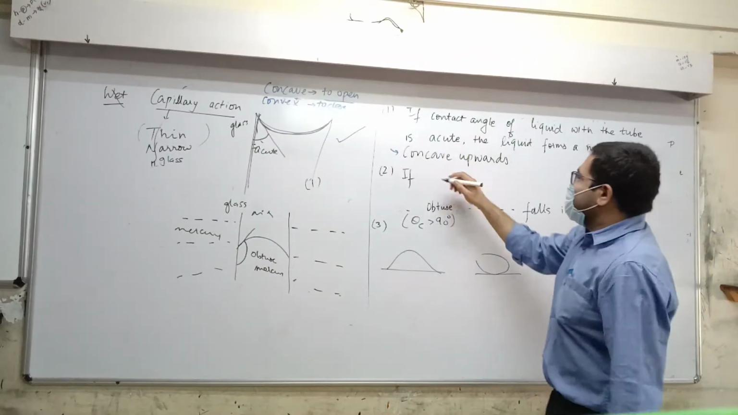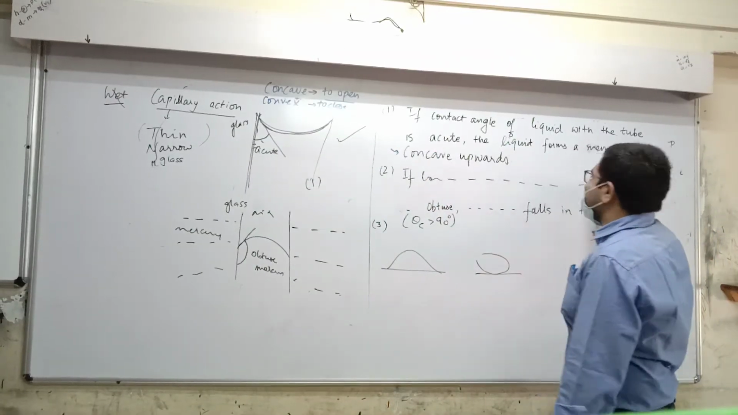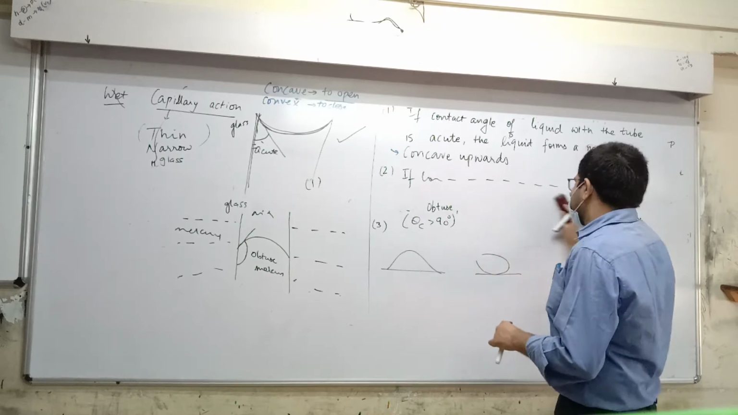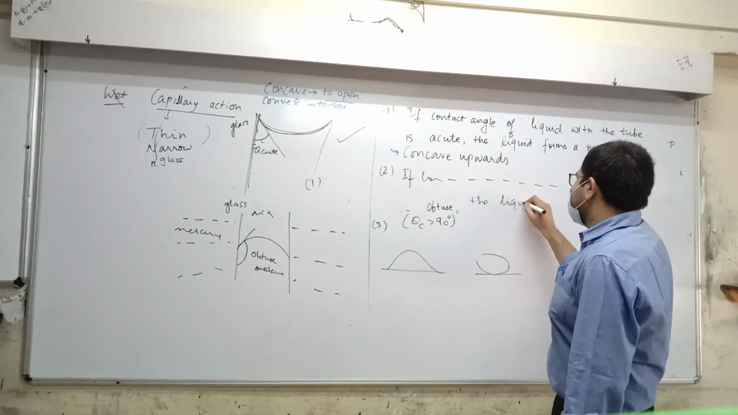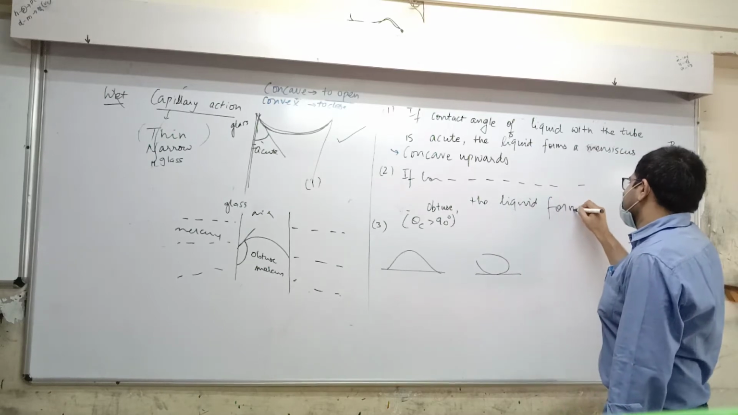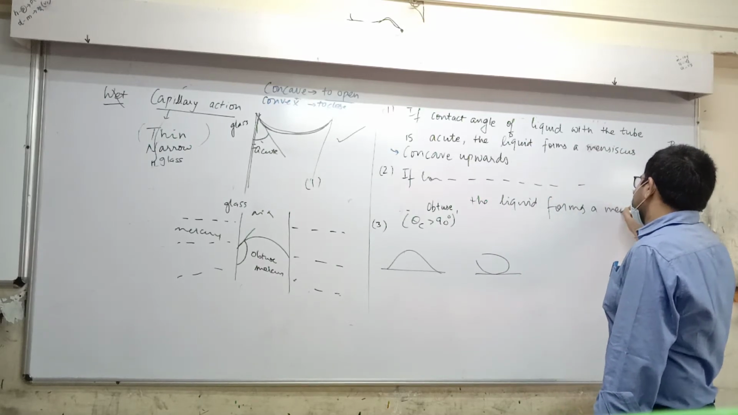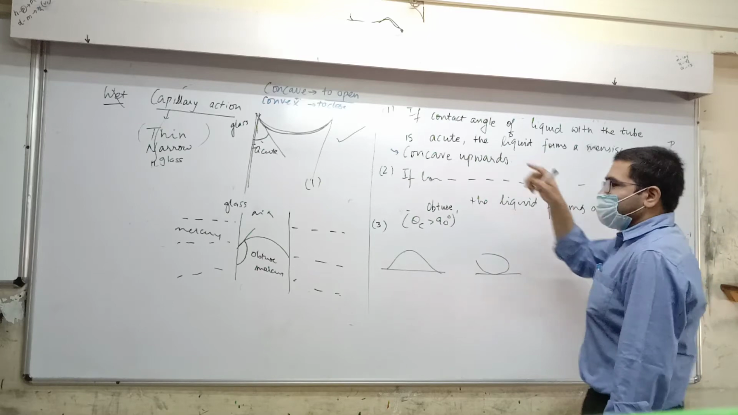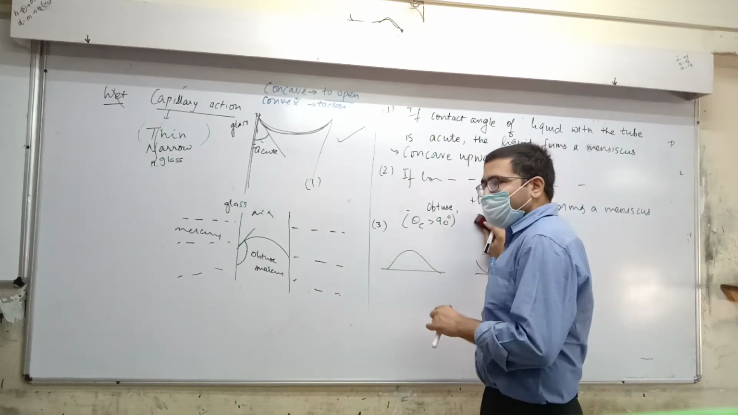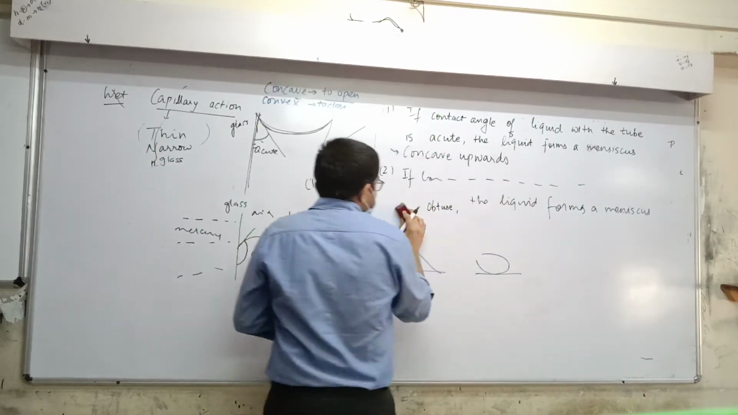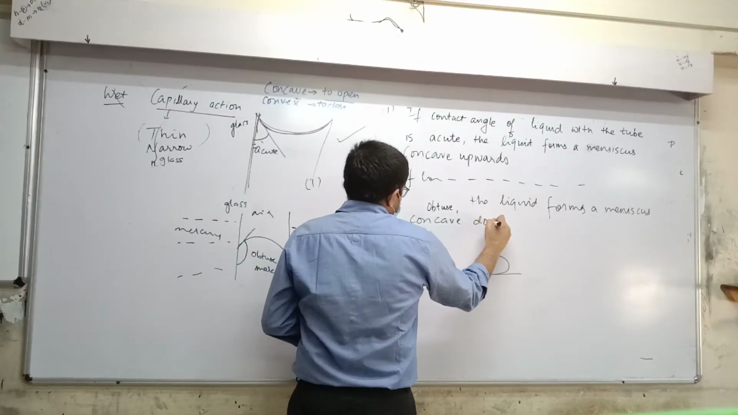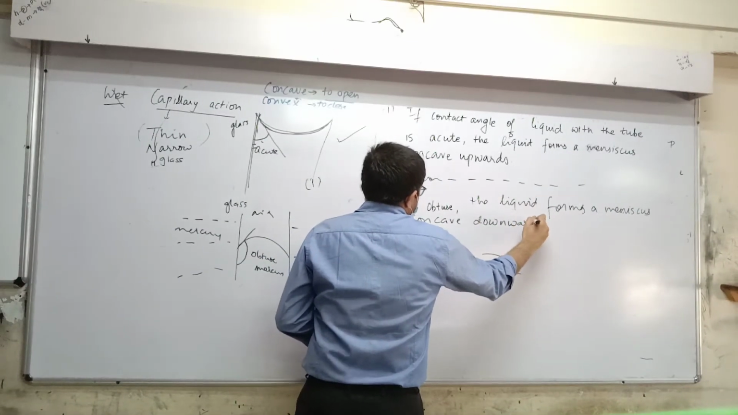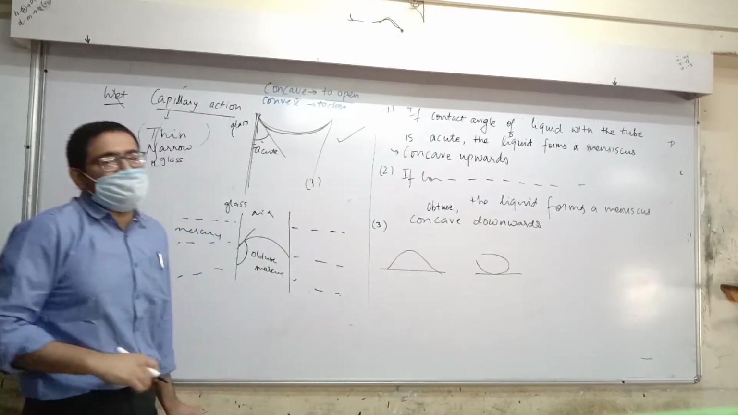The second sentence: if the contact angle of the liquid with the tube is obtuse, then what happens? The liquid forms a meniscus. Again, what is a meniscus? That shape. The liquid forms a meniscus that is concave downward.